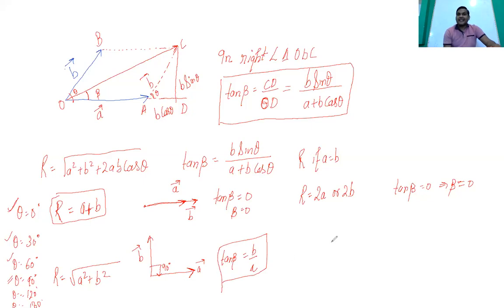So if both vectors are equal, then R is equal to, at this moment the resultant will become root 2 times A, or root 2 times B, and tan beta will be A by A, which is 1, or you can say beta is equal to 45 degree.